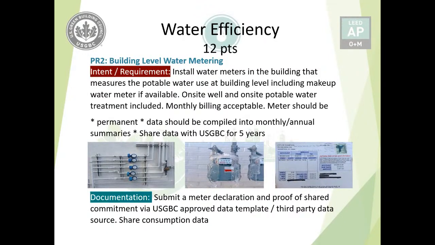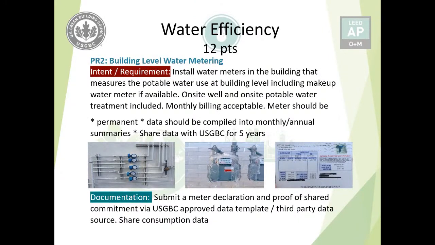Based on where you live, something similar would be seen on the outside of your project as water meters and the water bill. Now, mostly it has gone paperless, but this is what you receive as a bill. The documentation is to submit a meter declaration and proof of shared commitment. By the way, you have to share the water use data with USGBC for 5 years. So there's a commitment you can make on a USGBC approved data template or via a third party data source, and share the consumption data.